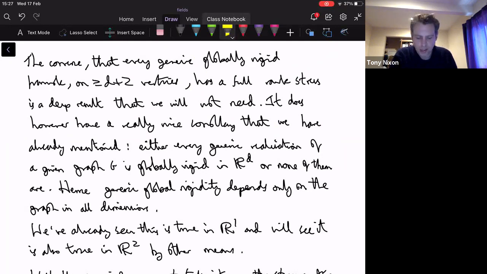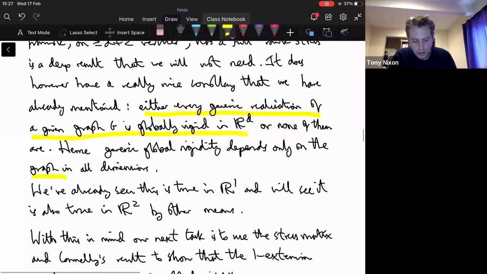I mentioned this right at the start of the course as well, that it follows from their results that generic global rigidity depends only on the graph. So either every generic realization of a given graph is globally rigid, or all generic realizations are not globally rigid. So we can think of generic global rigidity as a property of a graph rather than a framework. Until this result in 2010, that was an open problem. It's a nice thing, but we're not going to use it for anything.